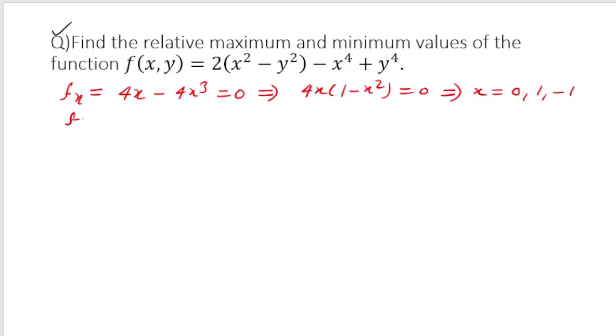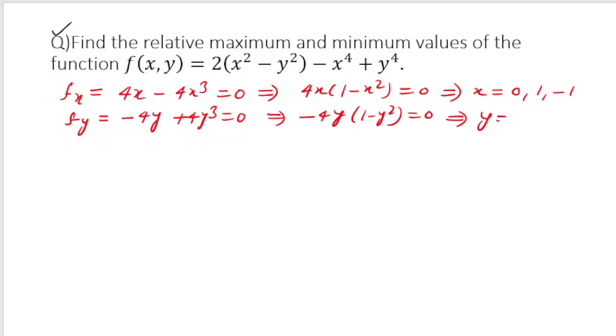Then evaluate f of y. So if you differentiate this with respect to y, you will get minus 4y, and from this you will get plus 4y cube is equal to 0. So from this you can take minus 4y common, you will get 1 minus y square. So ladies and gentlemen, for this also you will get y is equal to 0, 1 and minus 1.